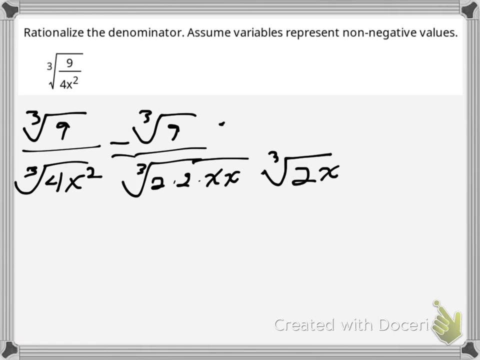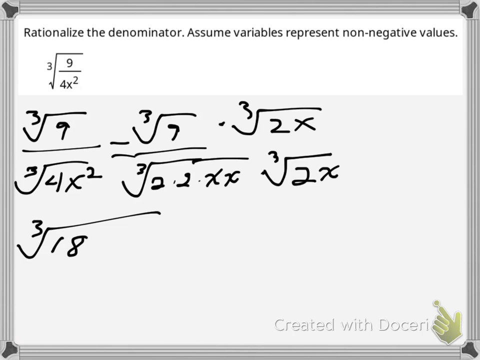Now remember, we need to multiply by the cubed root of 2x. In order to multiply these together, the roots have to be the same. You can't multiply a square root with a cubed root. You multiply the denominator by the cubed root of 2x, then you've got to multiply the numerator by the cubed root of 2x as well.